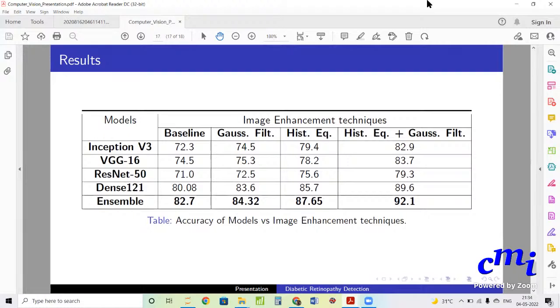Also, we observed that the state-of-the-art result compared to all of these models was obtained from the ensemble, which has outperformed all of these models, and histogram equalization and Gaussian filtering have performed the best in this case, with around 92.1% accuracy. The important thing is we have used the metric accuracy in this case. Histogram manipulation has performed better than Gaussian filtering, and Gaussian filtering has performed better than the baseline.